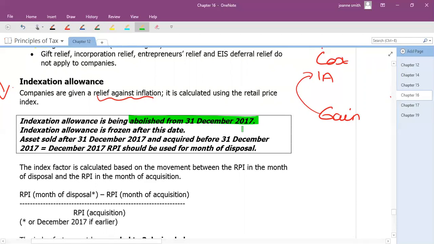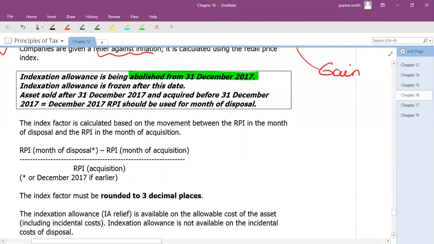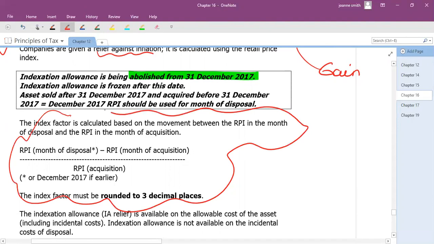Now that doesn't mean that if you sell anything after December 17, you get no allowance at all. What they do is they work it out of what it was actually up to that date. So if we look at this formula here, which I'm going to highlight, you work out the movement in retail price indexes between when you sell the asset and when you bought it.